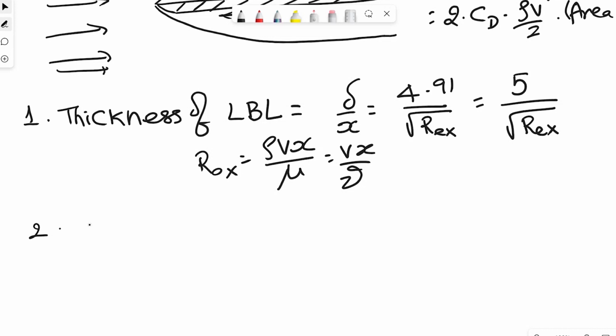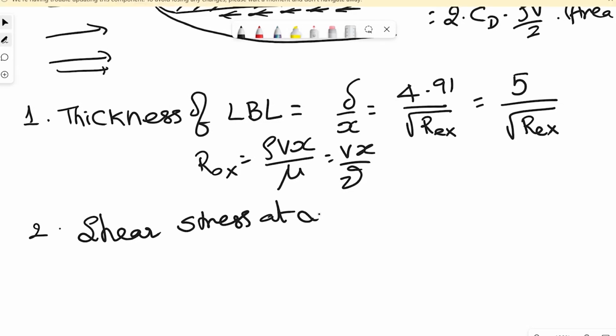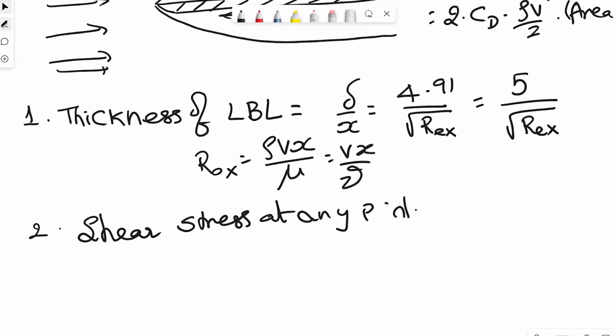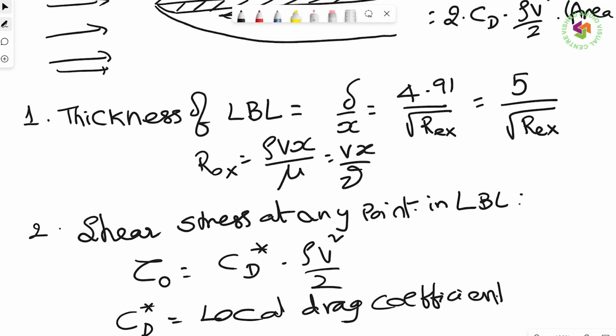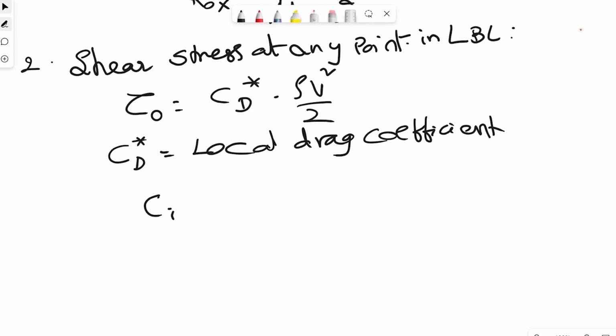The second point is the shear stress at any point in the laminar boundary layer. For that, shear stress tau naught is equal to CD star into rho V square by 2. This CD star is called the local drag coefficient, because at that point x it is the local drag coefficient.